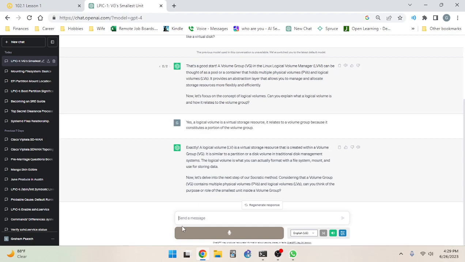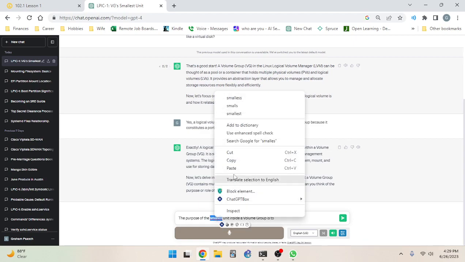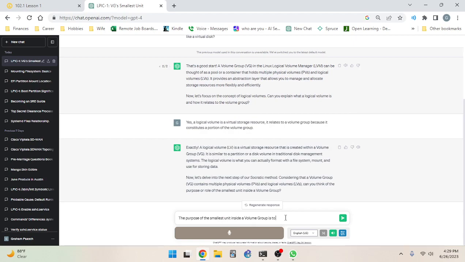So the purpose of the smallest unit inside a volume group is to be able to plan how many units you can include in your volume, to be able to plan the maximum number of units contained in the volume group.